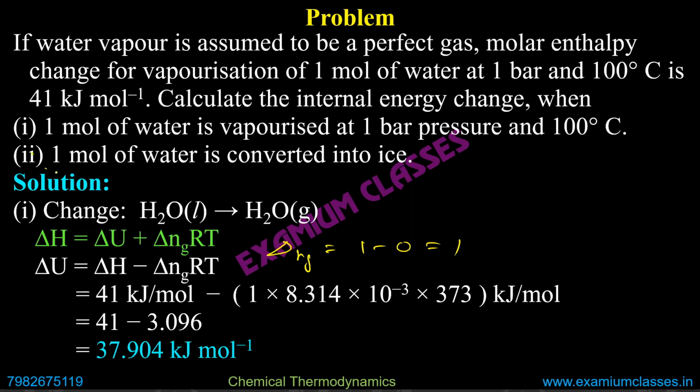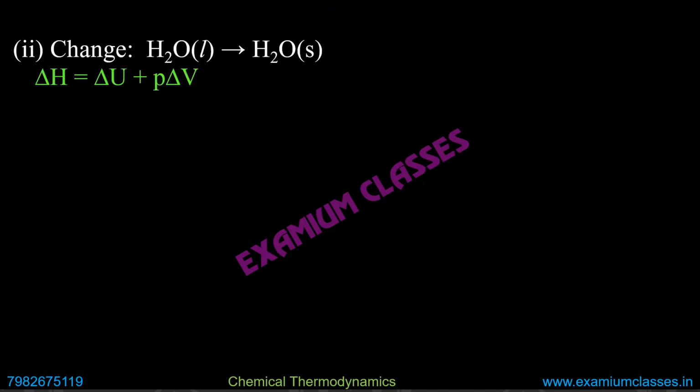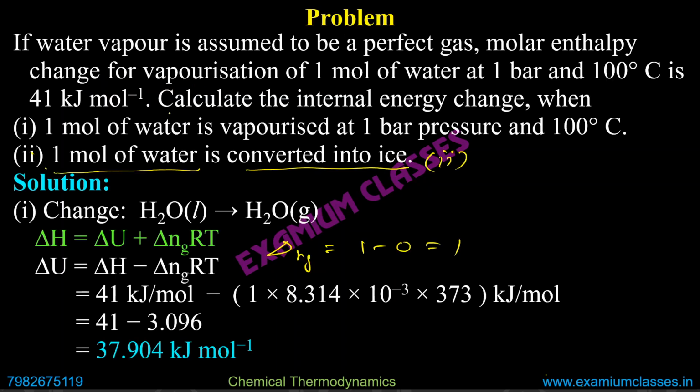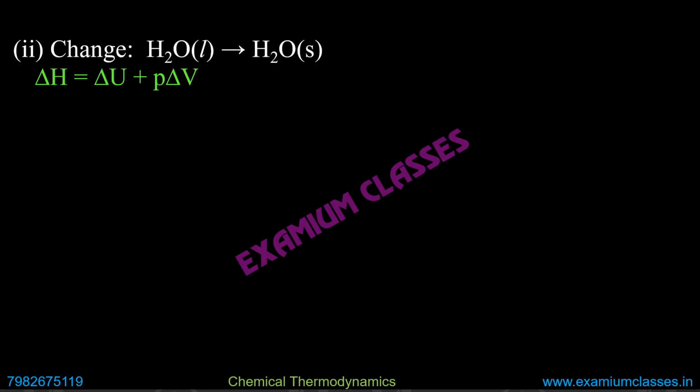Now the second part. 1 mole of water is converted into ice. Now there is no gas. The reaction in the second case is converting water to ice, meaning liquid to solid. We can apply either formula; I will show you that you can apply any formula in this case. If we use this formula, is there any change in volume? No, we talked about how there is hardly any change in volume if there is no gaseous reactant or product. So liquid to solid will not result in any significant change in volume, meaning delta V will be 0.